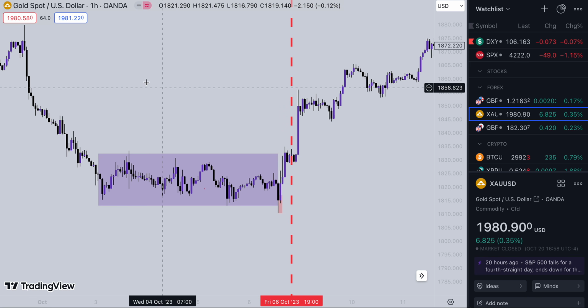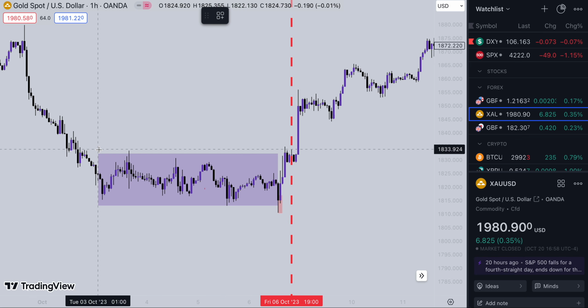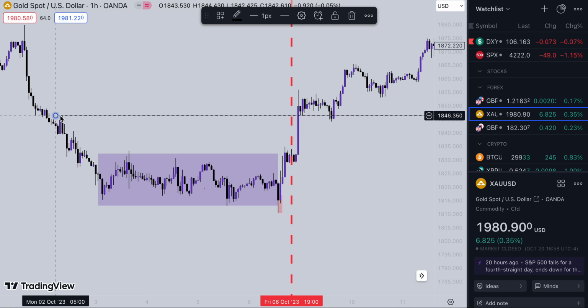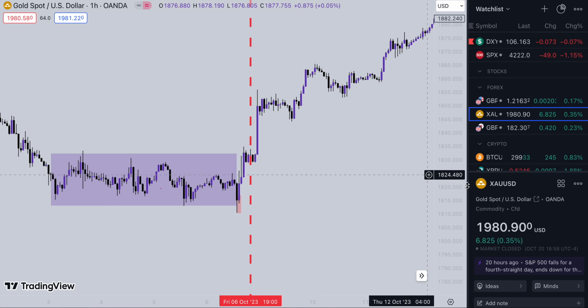Clearly, on the hourly, we shifted quite a bit of market structure. We closed above these highs. Right when we get above these highs, consolidate, and another big push up. Close above these highs. Lots of internal market structure shift and breaks of structure.